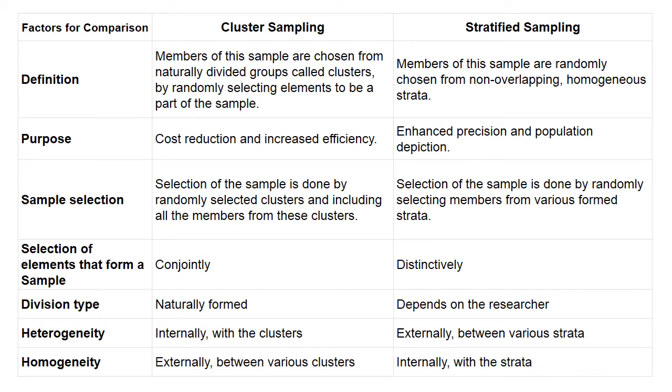Heterogeneity is a very important point. Internally, the clusters are heterogeneous. On the other hand, in stratified sampling, externally, between various strata there is heterogeneity. Externally, between various clusters there is homogeneity. On the other hand, internally within the strata there is homogeneity. So these 2 points are very important in the case of cluster sampling and stratified sampling.